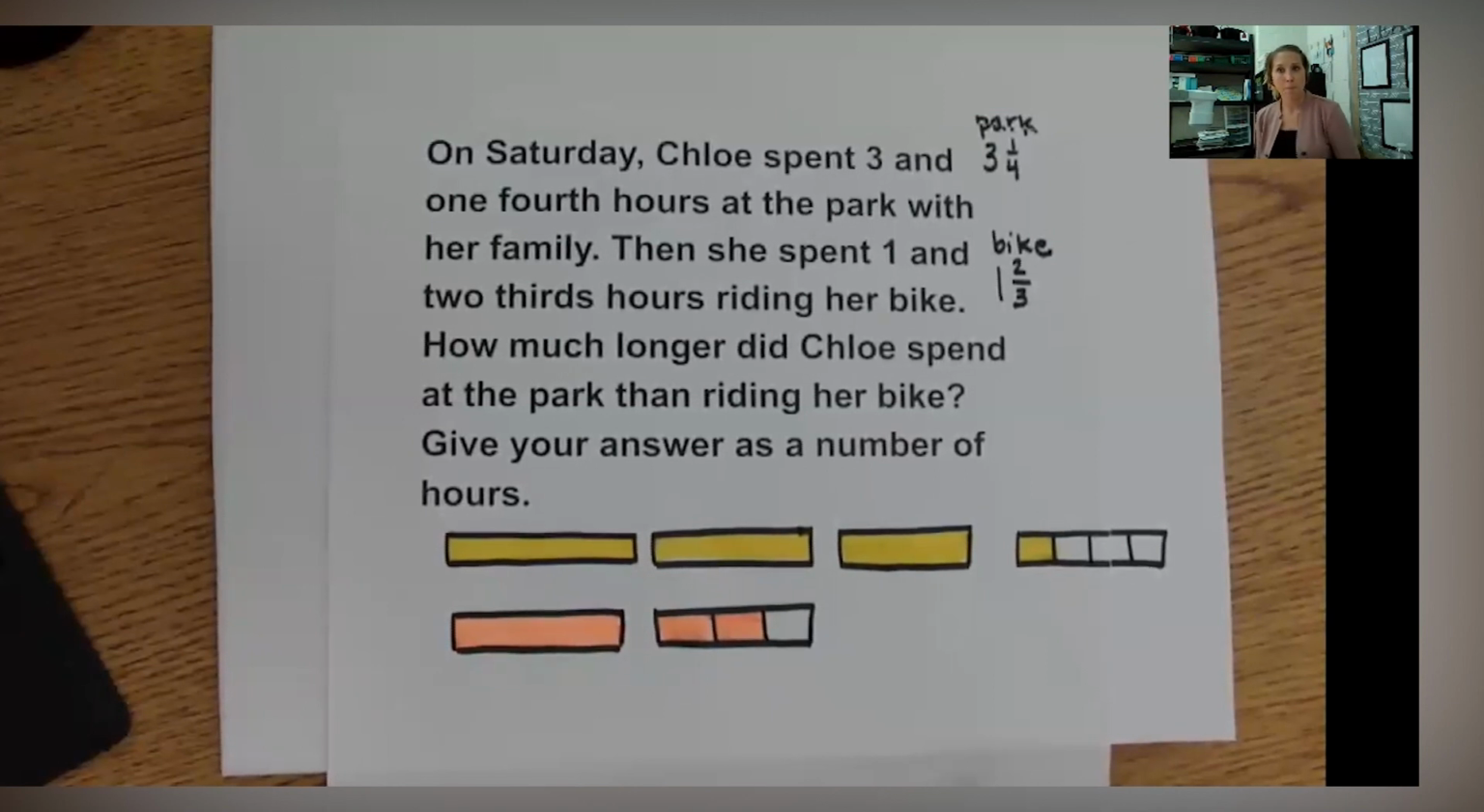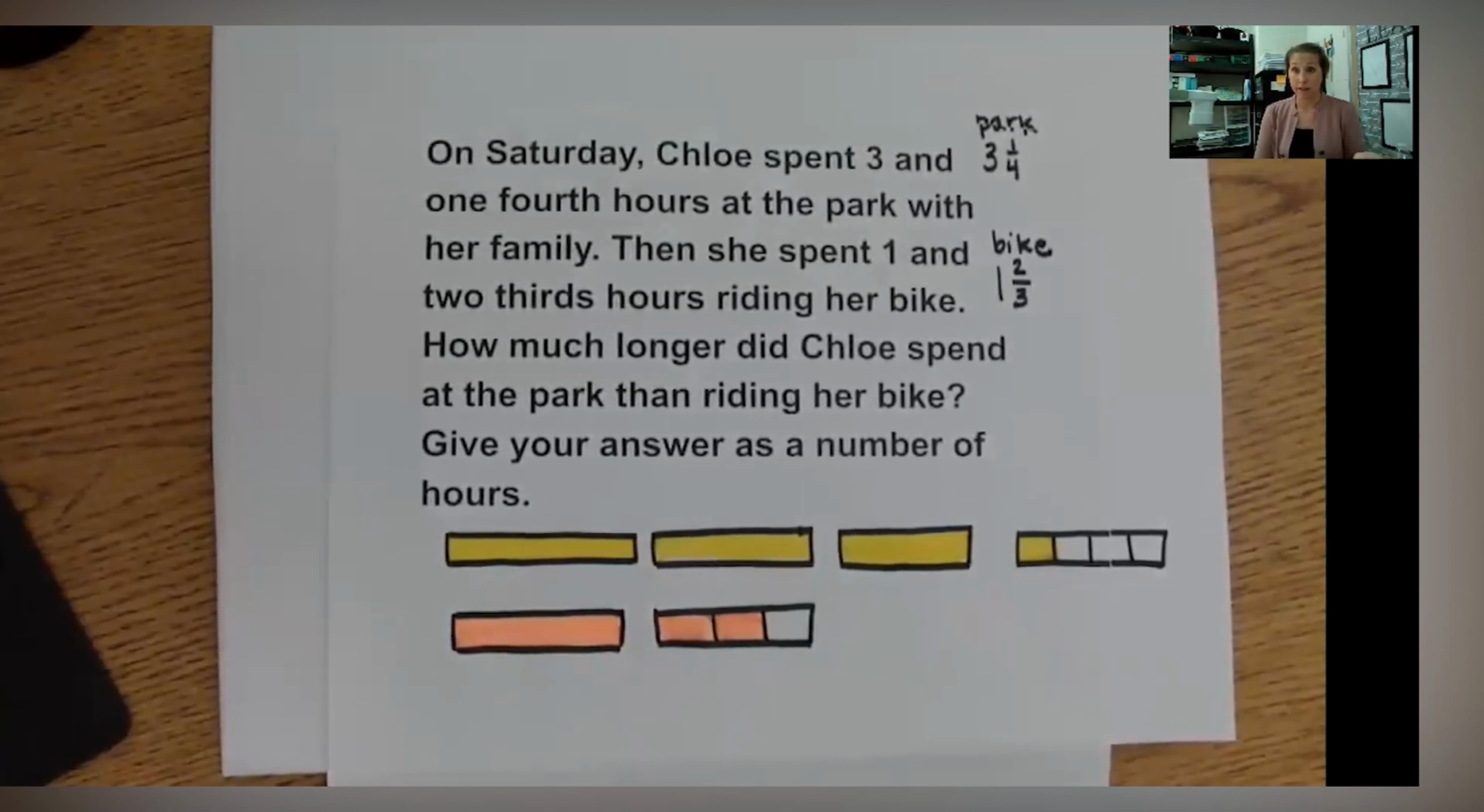So what does it want me to know? I heard somebody say it wants me to determine how much longer Chloe spent at the park than riding her bike. How do I figure that out? Yes, I agree. We're going to subtract because we're comparing the numbers and finding the difference. Now, the denominators of these mixed numbers are different. What can we do to help make subtraction easier? We can find a common denominator to make equivalent fractions.